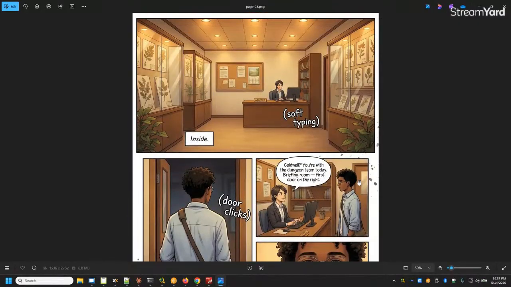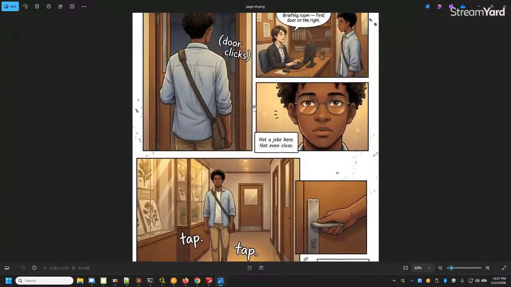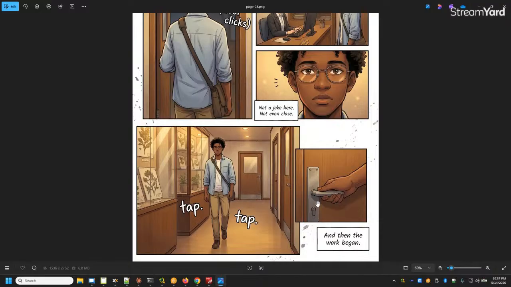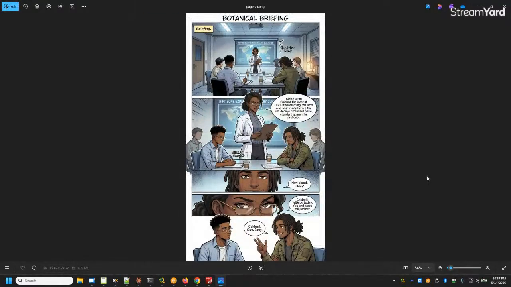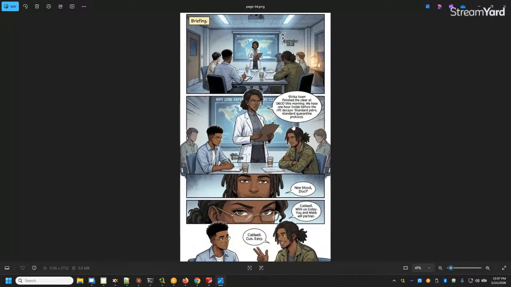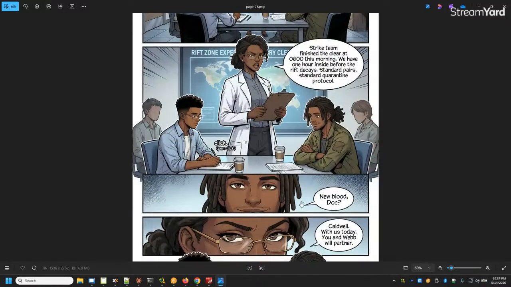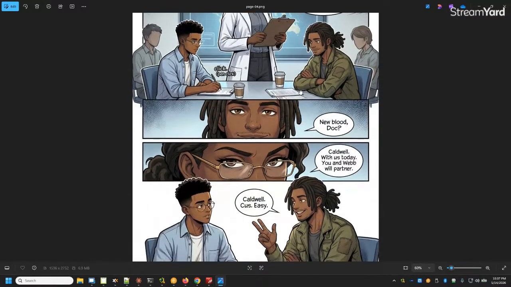So he is effectively a scientist at this point. Again, consistency issues. He has sort of a curly fro. Lighting is a little off. All right, got him here to be a part of the research team. Blah blah blah. The secretary redirects him to where to go, and this is the research team, right? And this is like the head researcher. "Strike team finished to clear at 0600 this morning." I didn't ask for military time, but it gave it to me. That's fine. "We have 1 hour aside before the rift decay, standard pairs, standard quarantine protocol."